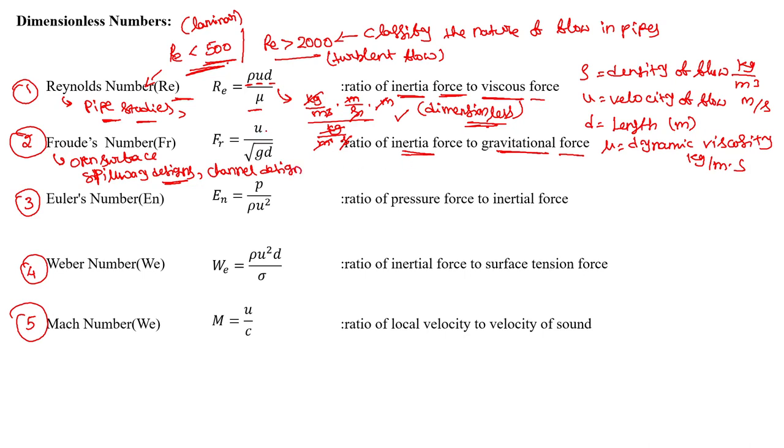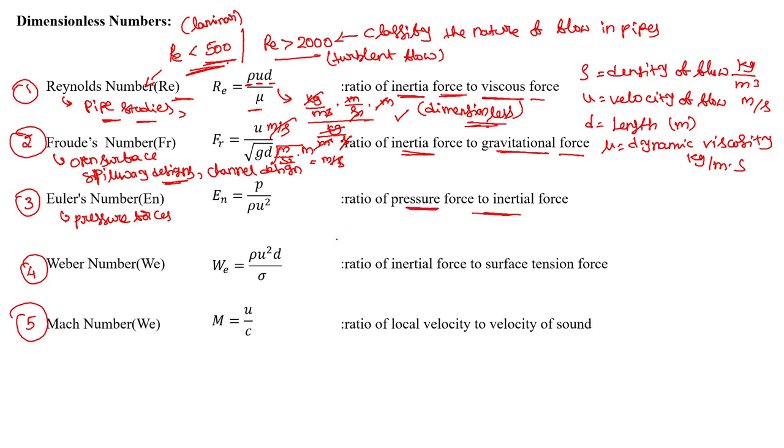If you calculate the dimensions, it will be meter per second, and it is also meter per second square into meter. So the square root of it will be meter per second only. So meter per second gets cancelled. This is also a dimensionless number. Okay, this is the Euler number. It will be useful to study the effect of pressure forces. It is nothing but a ratio of pressure force to the inertial force.